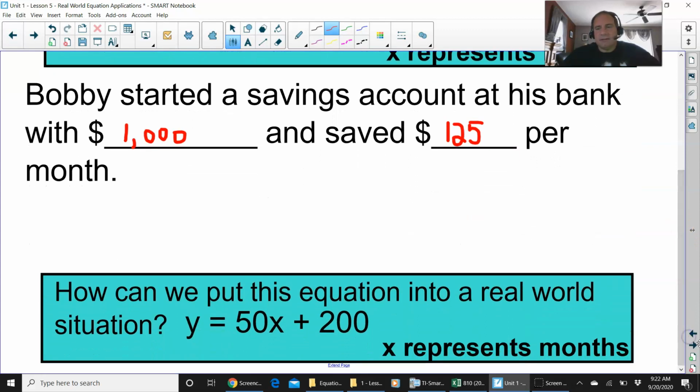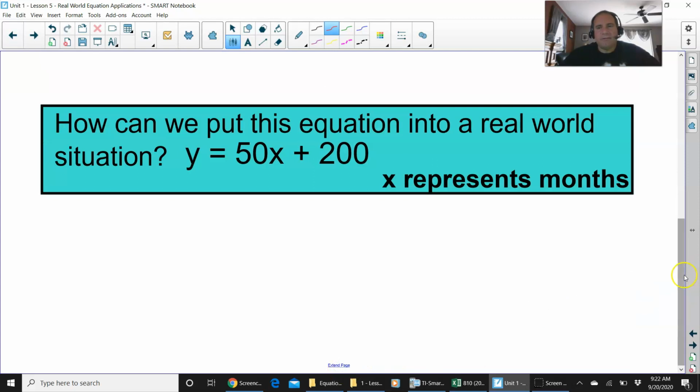How can we put this equation into a real world situation? All right, you're going to do this on your own. X represents months. So go ahead, use any situation that you want. Press pause and try the problem now.